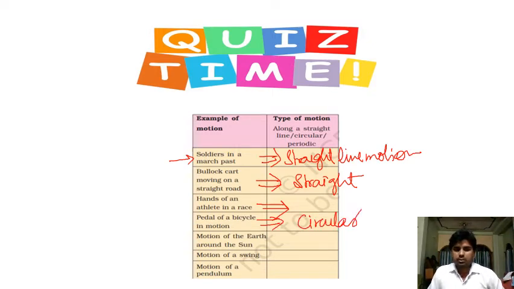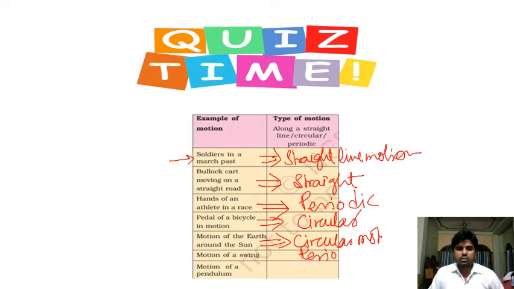Motion of the earth around the sun, again it is a circular motion. Motion of swing and motion of pendulum, and again the hands of athlete in the race. So these all three come into the category of periodic motion, which we are going to study in the next section of this chapter.